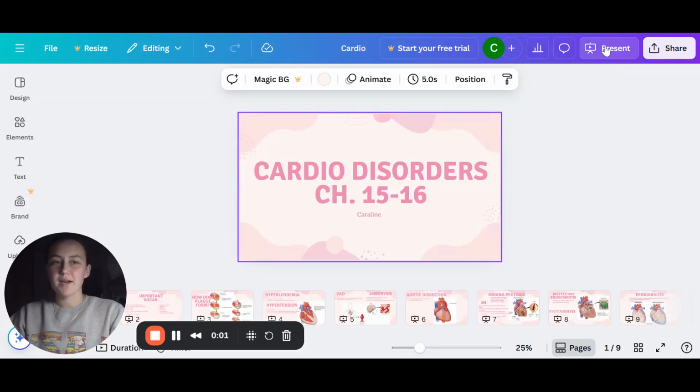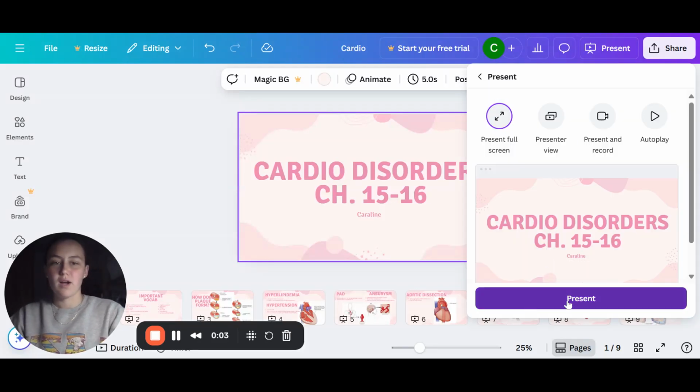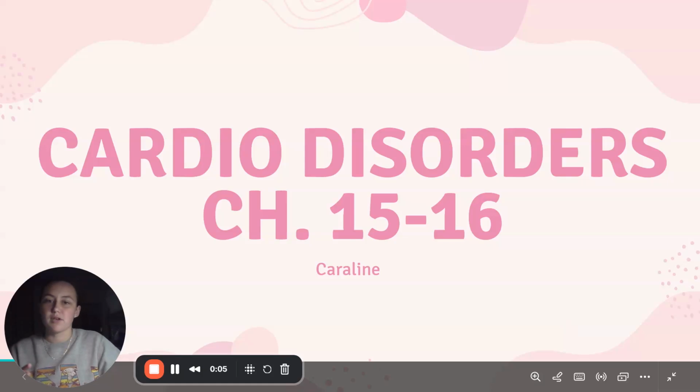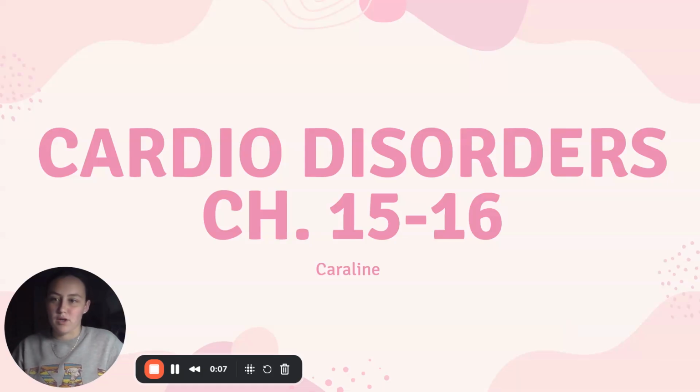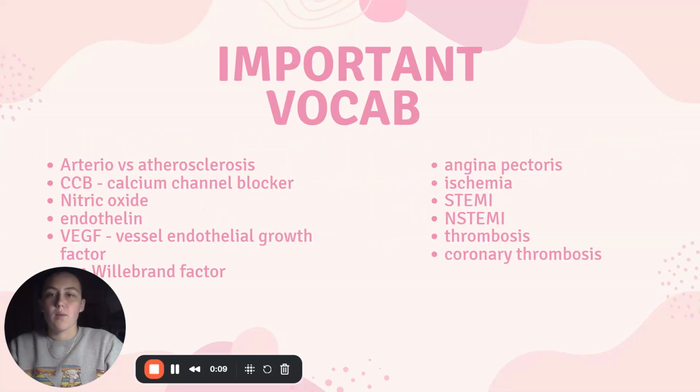Okay, so today I'm going to do a little video about the cardio disorders of chapter 15 and 16 of our pathophysiology book. So, first there's some important vocab that you probably need to know for this chapter. It's split into two columns. The column on the left is chapter 15 and the column on the right is chapter 16, but we'll just go over them all at one time.